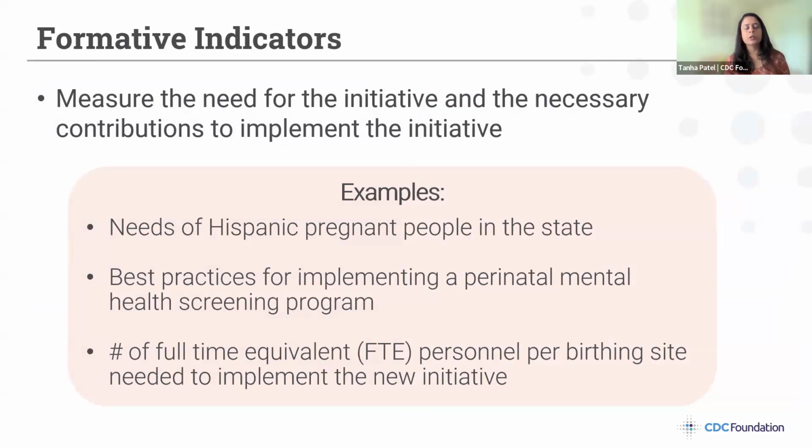So for example, a formative indicator could be the needs of Hispanic pregnant people in the state, or best practices for implementing a perinatal mental health screening program, or number of full-time equivalent personnel per birthing site needed to implement a particular initiative. Measuring these indicators will help your team make decisions around what perinatal health need exists, how best to address the needs, and what resources will be needed.